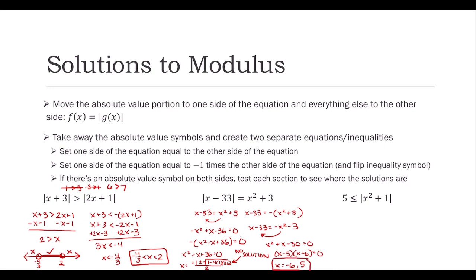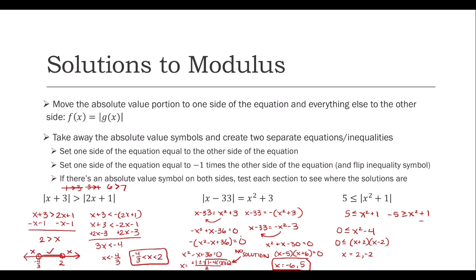Finally, we have 5 is less than or equal to the absolute value of x squared plus 1. So 5 is less than or equal to x squared plus 1, and negative 5 is greater than or equal to x squared plus 1. So 0 is less than or equal to x squared minus 4. So this can be factored. So 0 would be less than or equal to x plus 2, x minus 2. So x can be 2 or negative 2, and we'll have to figure out which direction we're going to shade. But let's look at this second portion first.